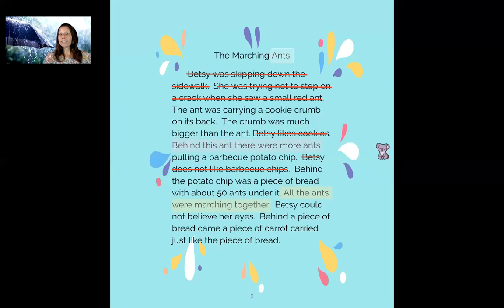Behind the ant, there were more ants. Did you get that one? A piece of bread with about 50 ants under it. That supports the main idea too, because it shows that the ants were together. And last one, behind the piece of bread came a piece of carrot. Same thing, that shows that all the ants were marching together. Okay, let's do the umbrella now.